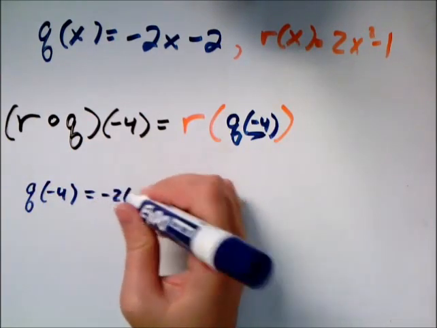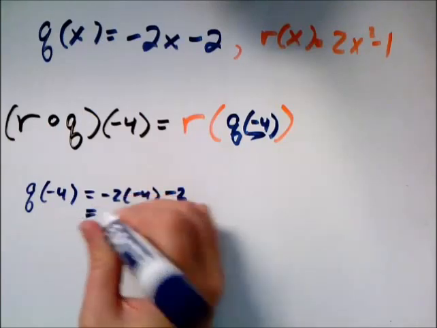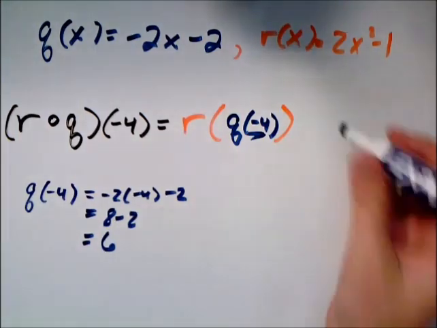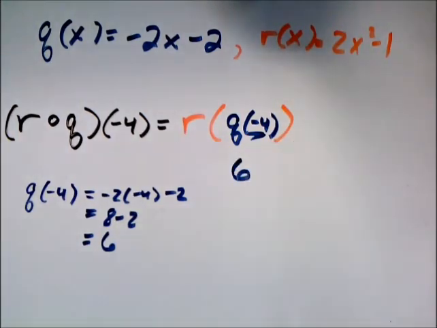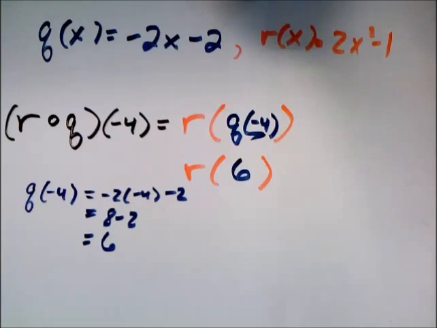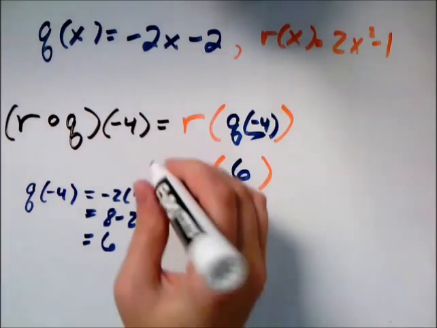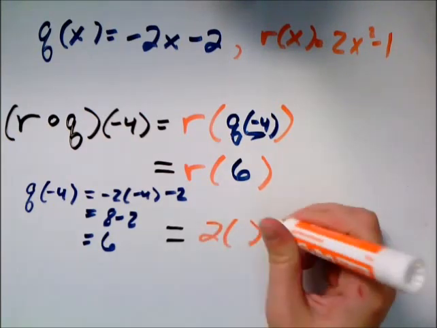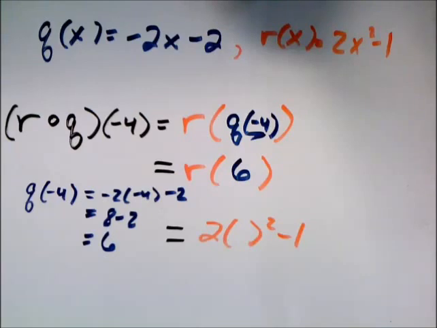So -2 times -4 minus 2. So 8 minus 2, or 6. And so I'm plugging 6, the output now, into r. Basically these are like two steps. You're plugging into one function, then plugging the answer into the next function. Let's see, what does r of 6 look like? Well, the function r is 2 times something squared minus 1. And what are we plugging in there for that something? We're putting in 6.